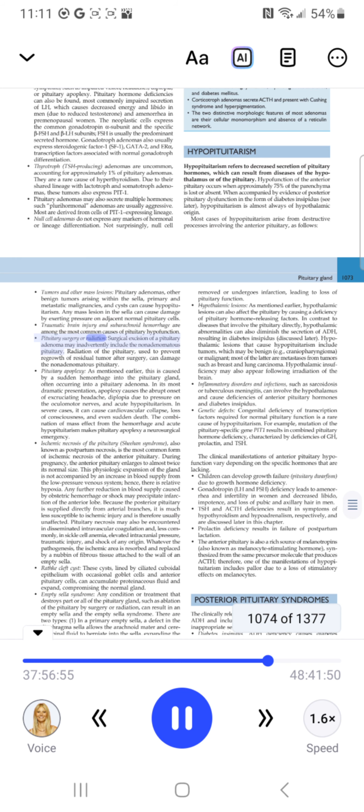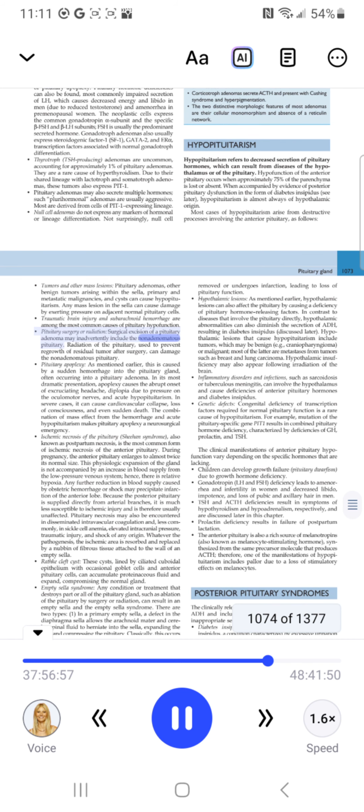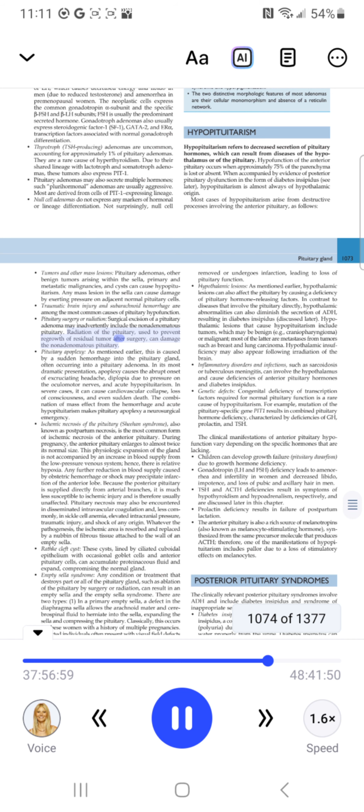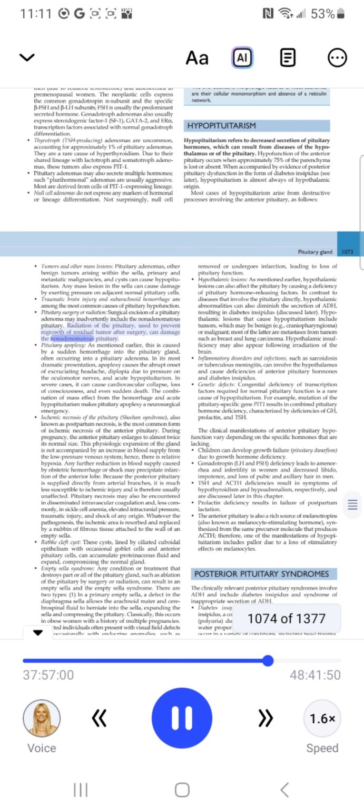Pituitary surgery or radiation. Surgical excision of a pituitary adenoma may inadvertently include the non-adenomatous pituitary. Radiation of the pituitary, used to prevent regrowth of residual tumor after surgery, can damage the non-adenomatous pituitary.